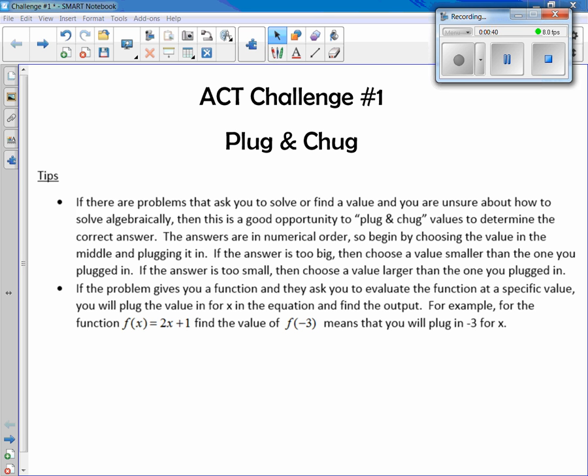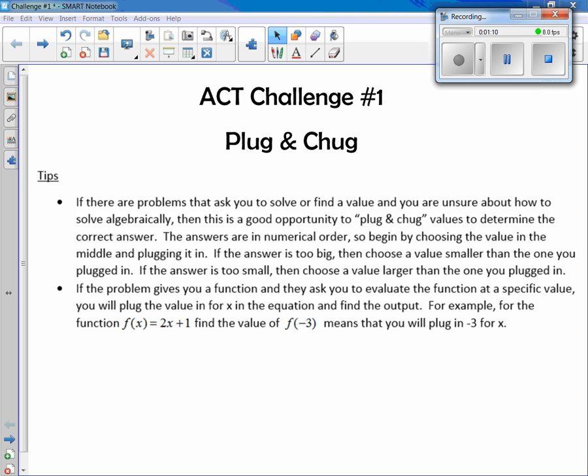If you start with that middle answer and you plug it in, and the answer is too big, then you're going to choose a smaller value, so any of the numbers above that one. If you plug in that answer and it's too small, then you're going to choose a larger value, which would be the values below that middle value to plug in. Once you find one that actually gets that answer, then you know that that's the right choice.